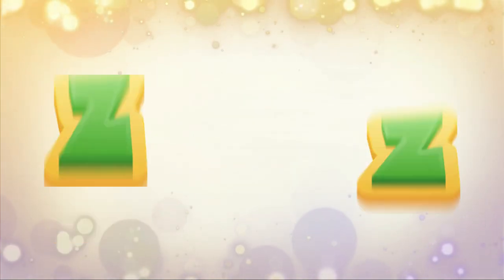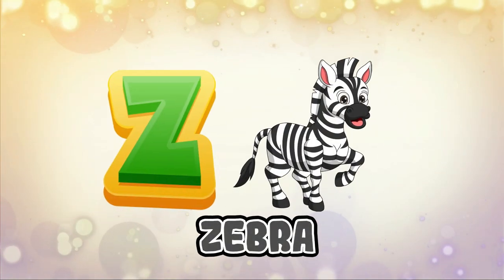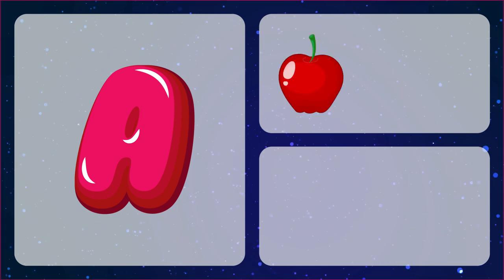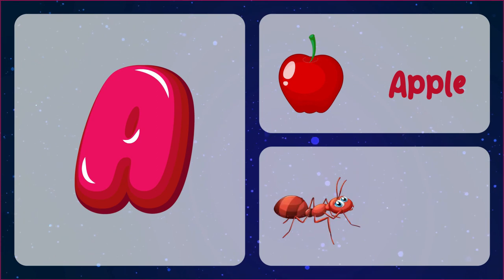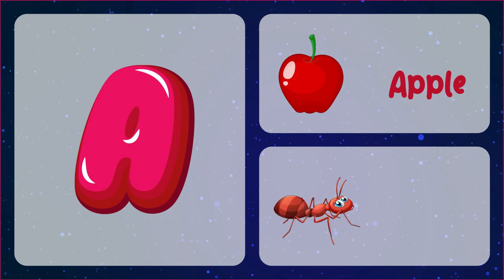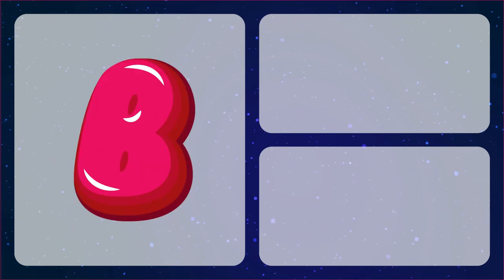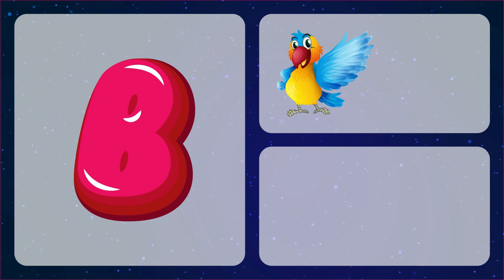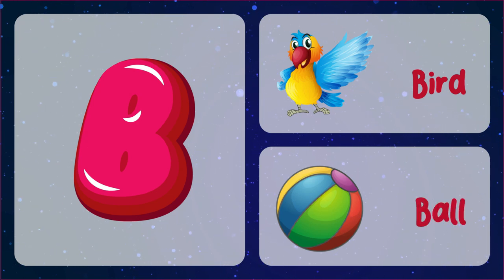Z, zebra. A is for apple. Ant. B is for bird. Ball.